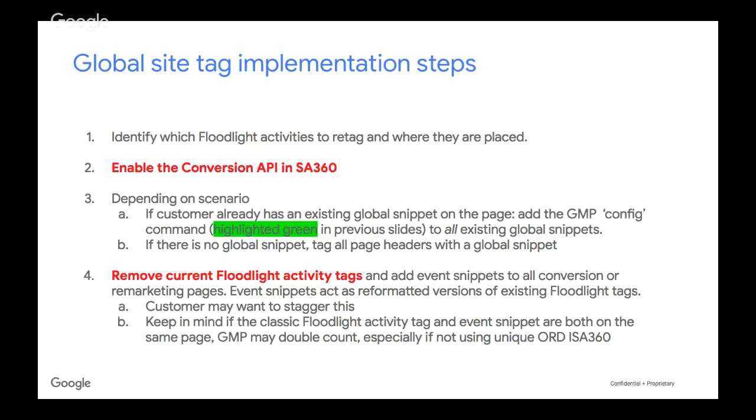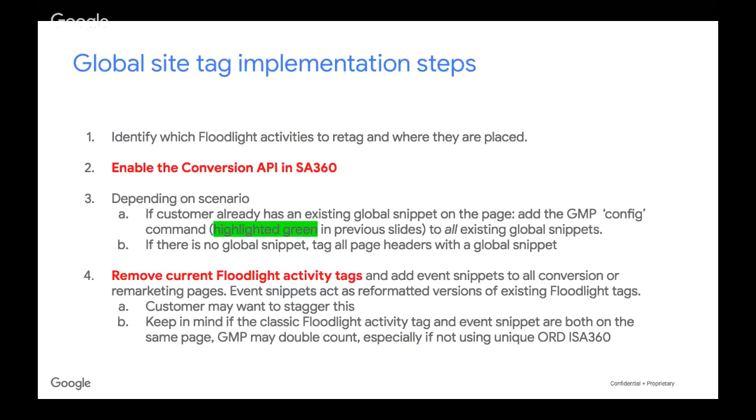So in terms of the steps, the first thing to do is identify which of your tags are your main conversion sources, and stagger out when you want to implement them, and just plan out which pages you want them to fire on and so on. Then you need to enable the conversion API in SA360, so to make sure that you're passing through the Google Click ID onto the landing page URL for all search engines.